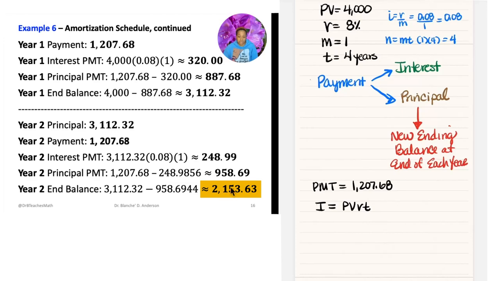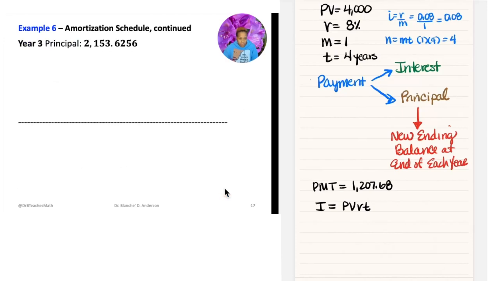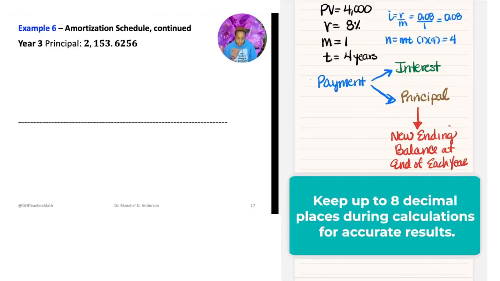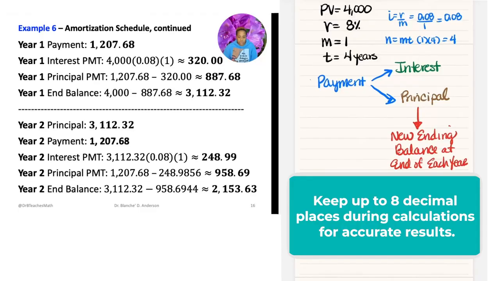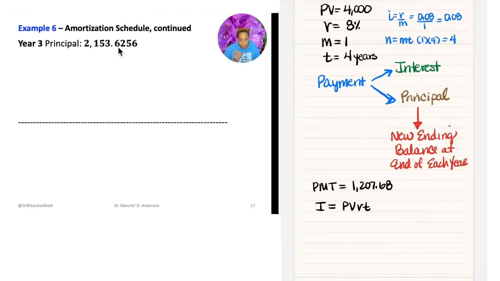Okay, now let's go to year 3. This is going to be my starting value for year 3, 2,153. Now, I kept all the decimal places. When you enter your answers, you can round. But as you're going through the schedule, to limit the rounding error, keep as many decimal places as you can. I try to say 8. These are the decimal places that I had. All right, that's my principal.